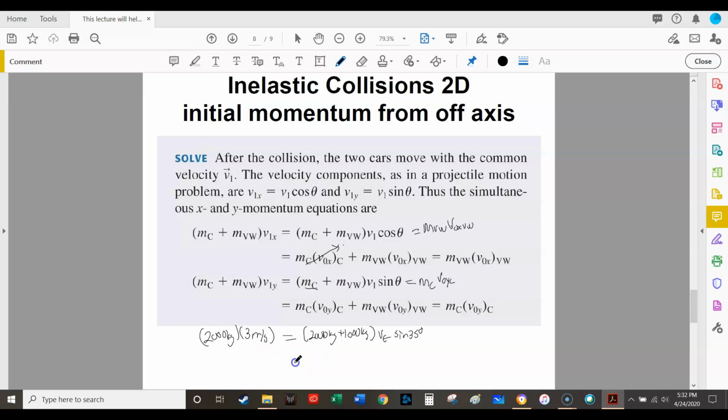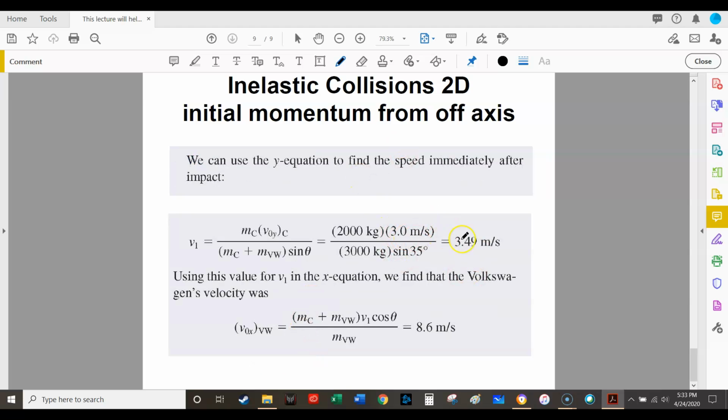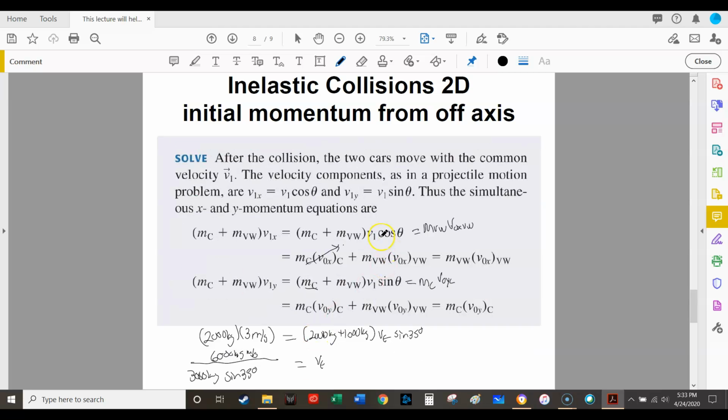So they're going to solve for the velocity of that stuff combined. This is going to be 6,000 kilogram meters per second, and they divide that by the 3,000 kilograms combined mass, sine of 35 degrees. That's what they're doing right here, and they're getting that final velocity to be 3.49 meters per second. Now they're going to plug that into the x direction equation, which is right here.